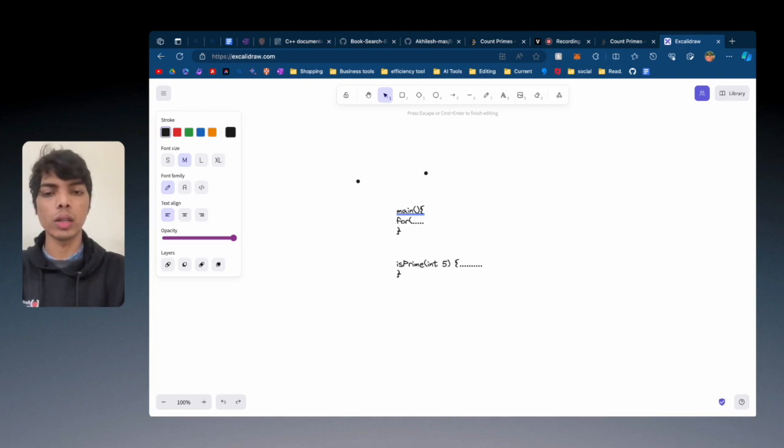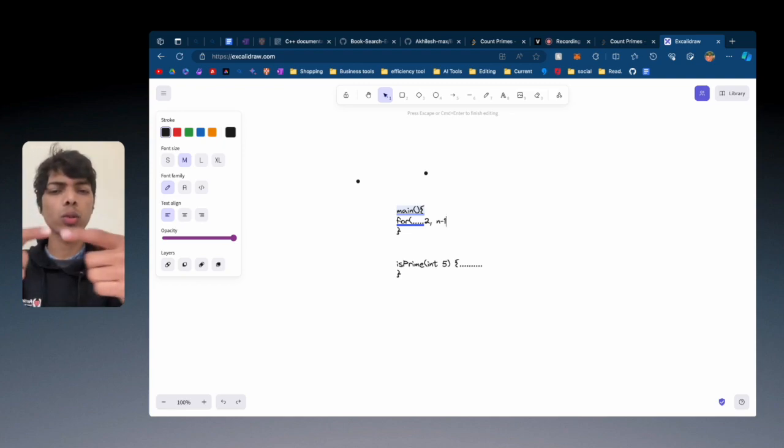Let's say a for loop from 2 to the number itself, which is n minus 1 in this case, because we want to produce all the prime numbers which are strictly less than n, or basically we want to count all the prime numbers which are strictly less than n, so n minus 1. Or actually, yeah, it has to be n minus 1.